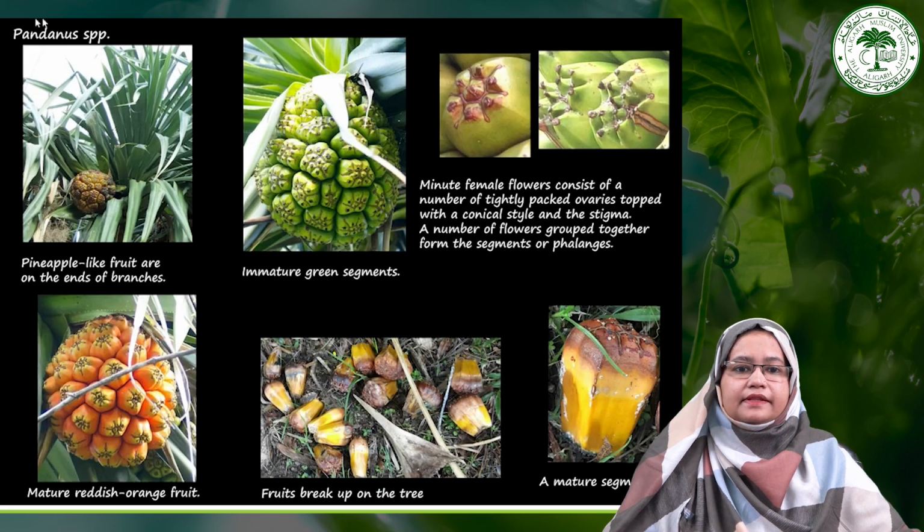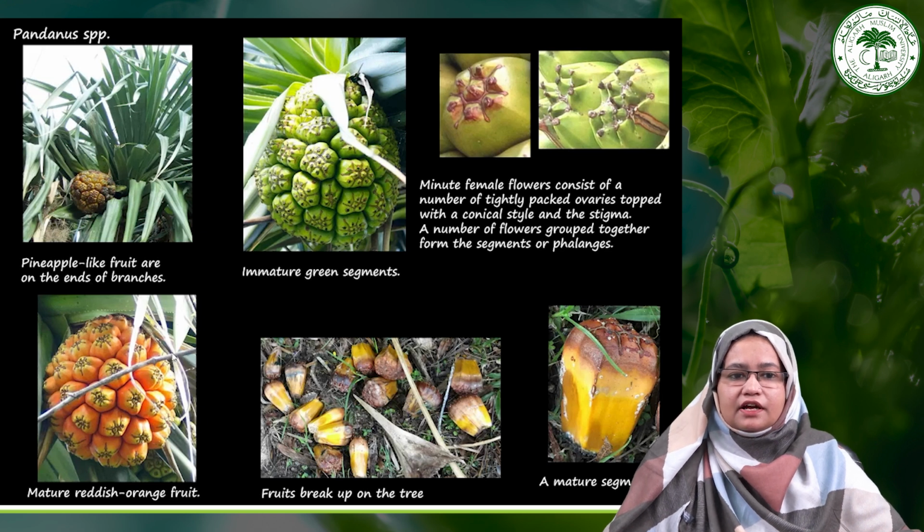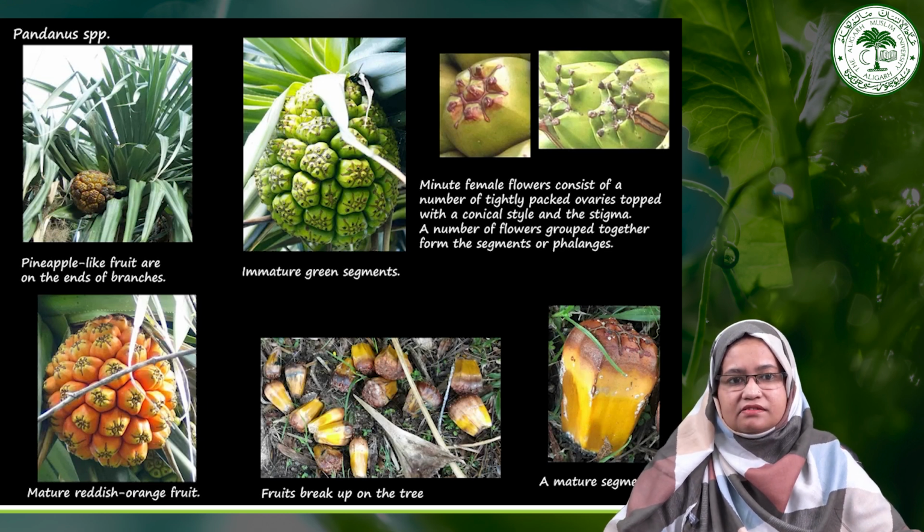Now moving towards this slide showing the fruits, the pineapple-like fruits of the Pandanaceae species. As you can see, these are the immature segments and these are the minute female flowers that we have discussed earlier. This is the mature reddish orange fruit. Now these are the fruits breaking up on the tree. These are the number of multiple fruits and these are the mature segments. So you can see these fruits have a pineapple-like appearance and they arise in groups.